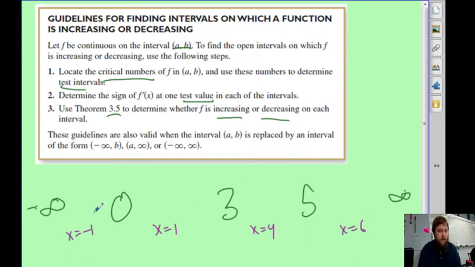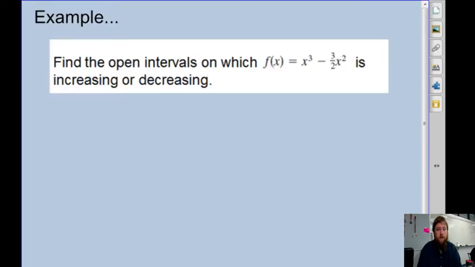You only need one test value. Another note here: it doesn't have to be a strict interval a, b. It can be everything, negative to positive infinity, or maybe we put an end on one side but not the other. So let's do an example here.